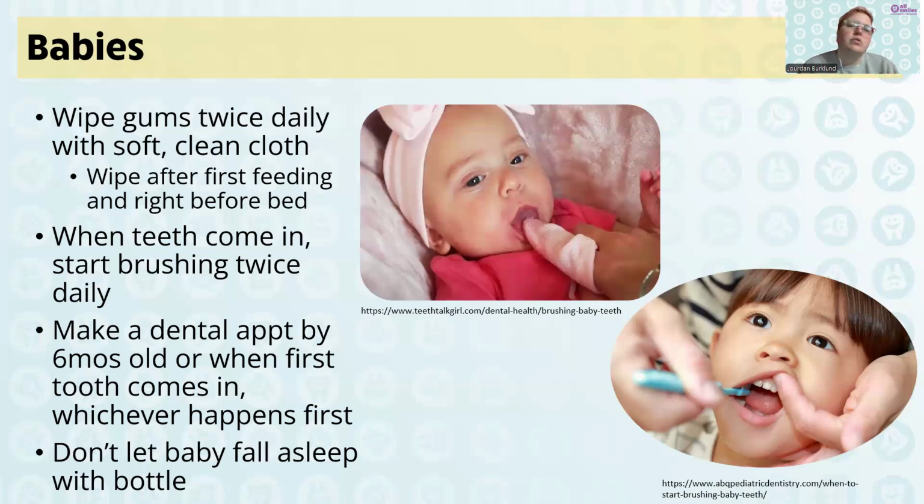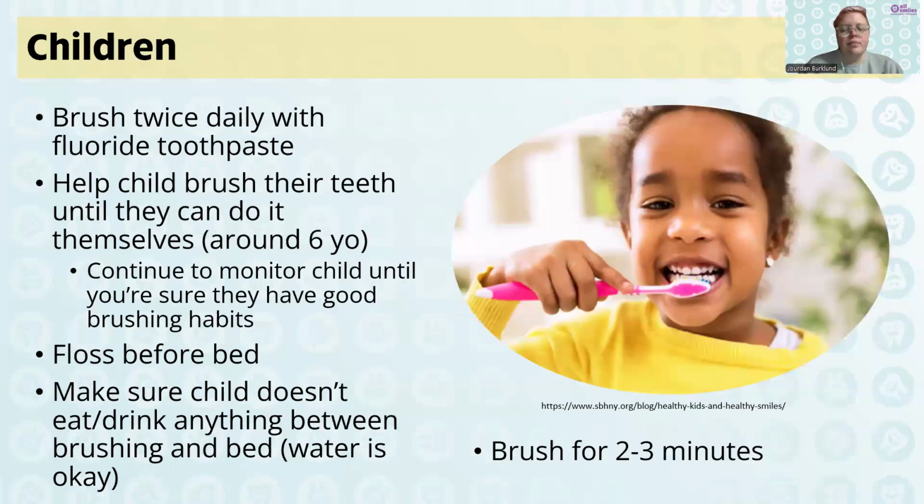And then a big rule, just don't let the baby fall asleep at the bottle. That's where you get early childhood caries a lot of times. And then as the kids grow up and get more teeth, continue to brush twice a day with fluoride toothpaste. And it's really important that you help your kid brush their teeth until they can do it themselves, which is maybe around 6 years old. That's about when their fine motor skills start getting there.